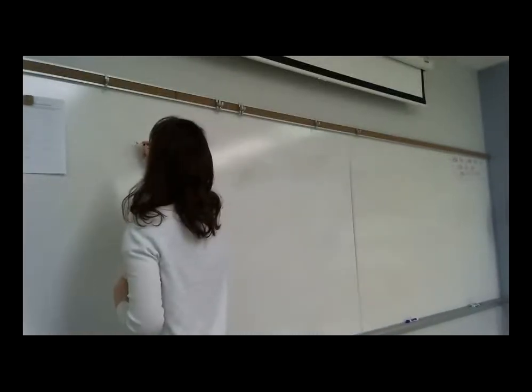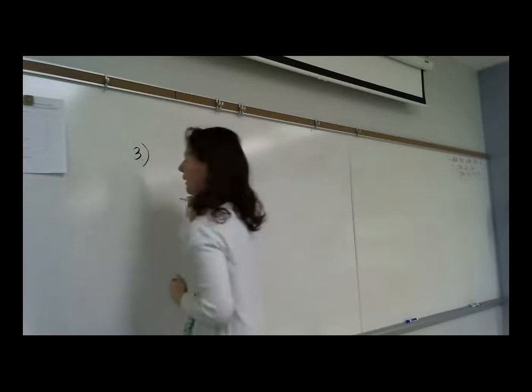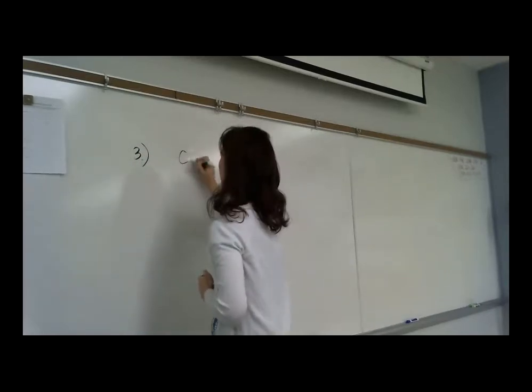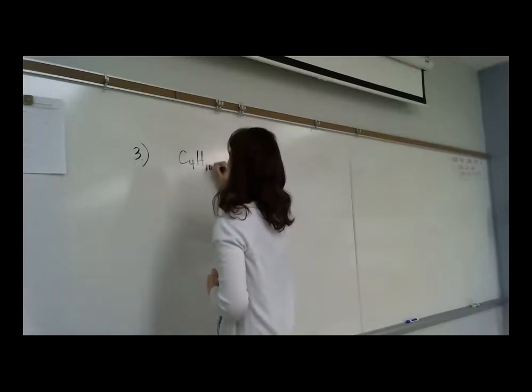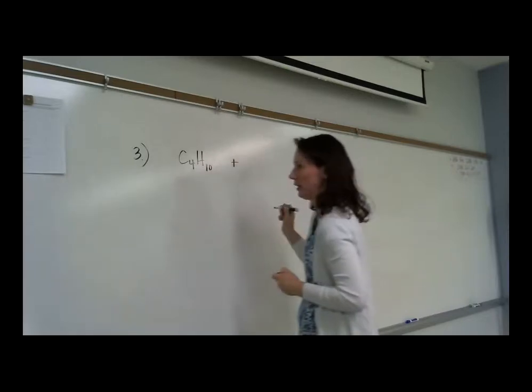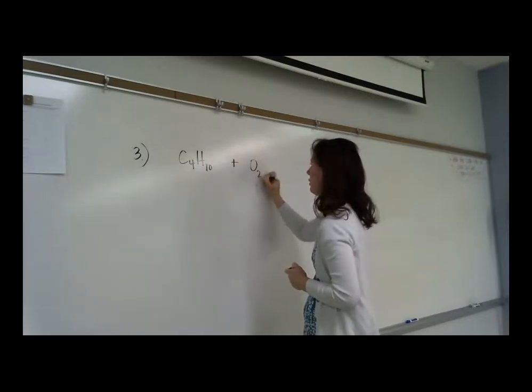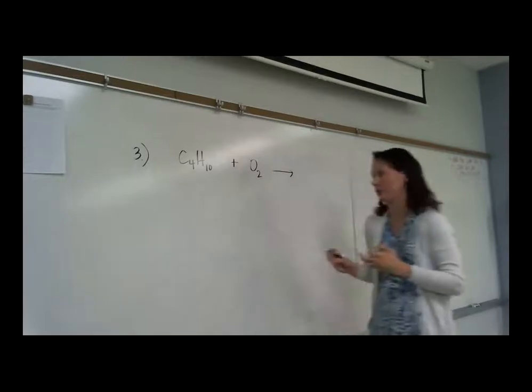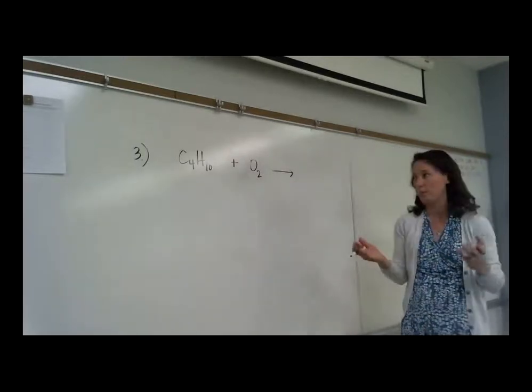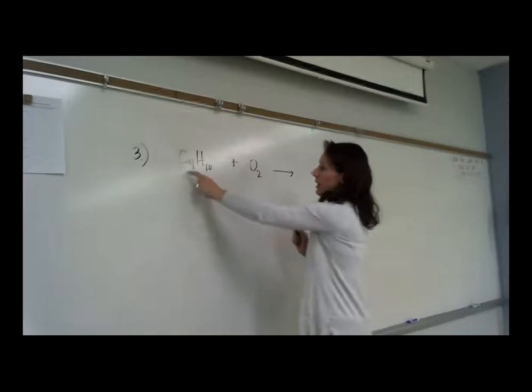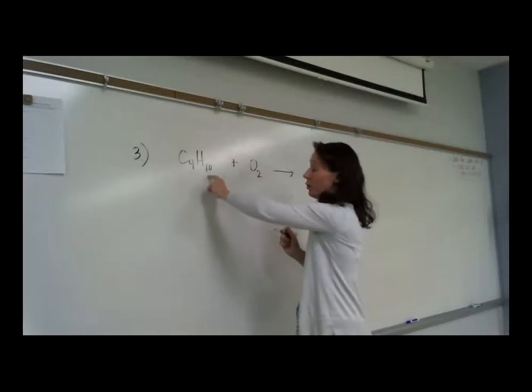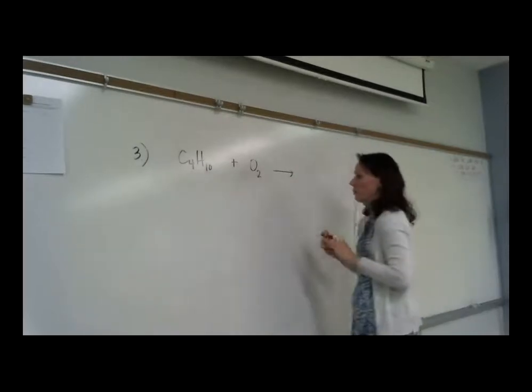Number 3, it says burn, okay? So anytime you see burning, you should think combustion. So butane is C4H10. It's being combusted when we say burning, so that means it's a reaction with O2. Now just ask yourself, is this combustion of a hydrocarbon or combustion of a metal? Well, C4H10 is made out of carbon and hydrogen, so that's a hydrocarbon. So what are the products of combustion of a hydrocarbon?